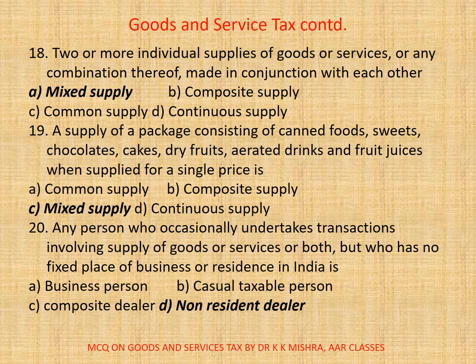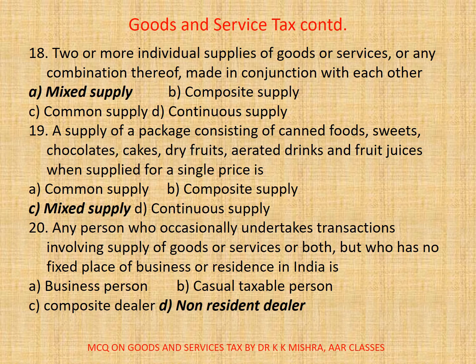18. Two or more individual supply of goods or services or any combination thereof made in conjunction with each other. A. Mixed supply, B. Composite supply, C. Common supply, D. Continuous supply. The correct option is A. Mixed supply.